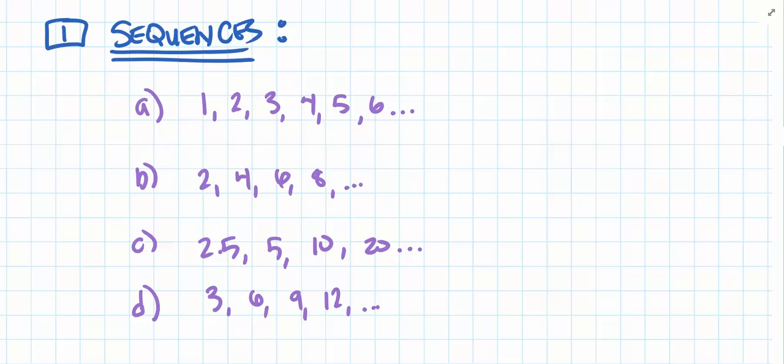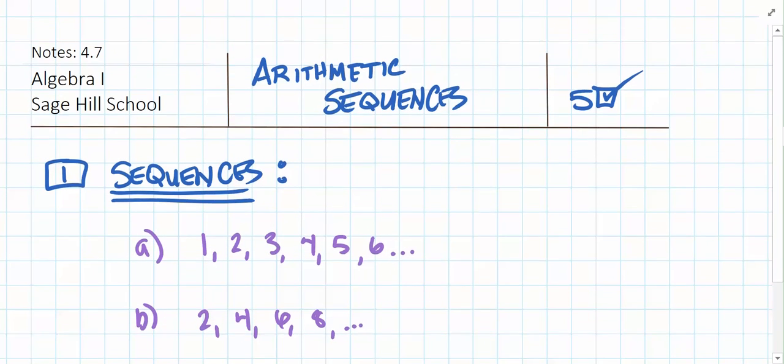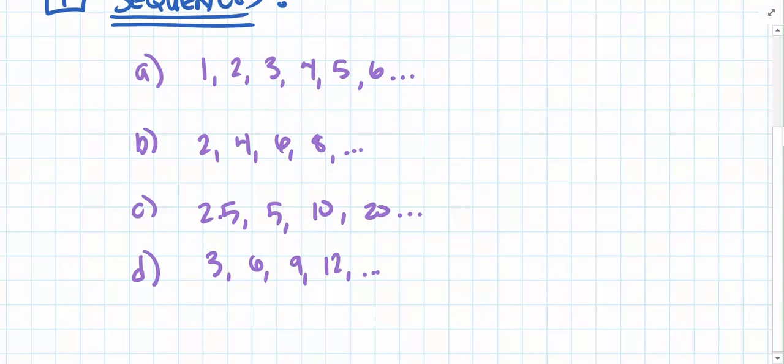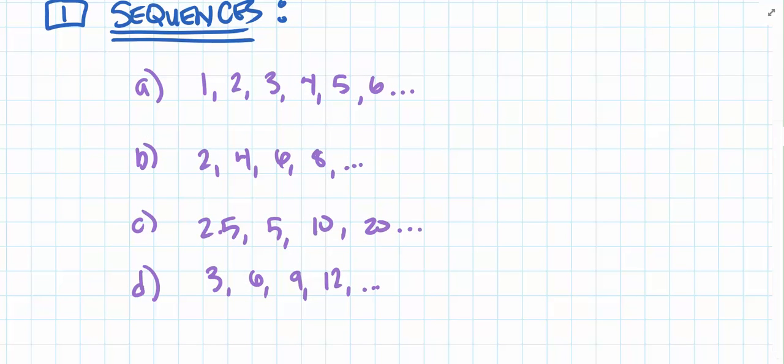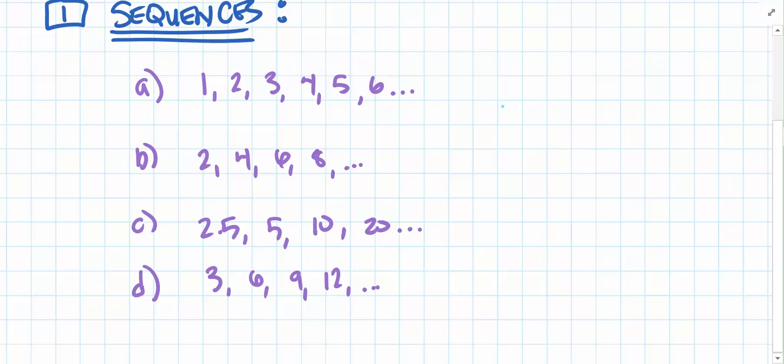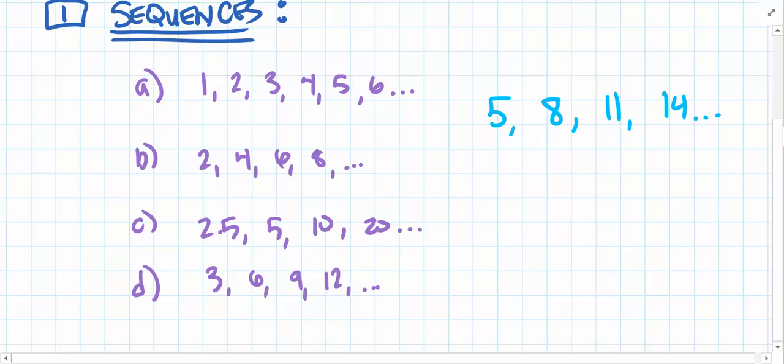There are many different types of sequences, and the one that we're going to study in this particular section, 4.7, is all about arithmetic sequences. But before we can do that, I want to give you a little more background information about them. So consider this sequence right here: 5, 8, 11, 14, dot dot dot.